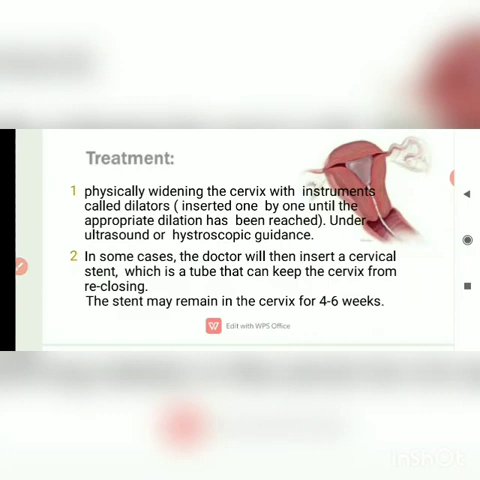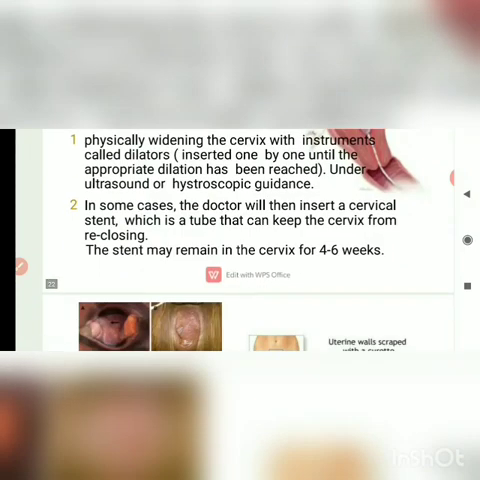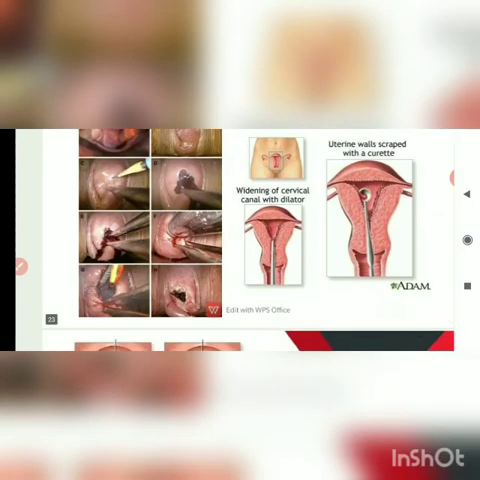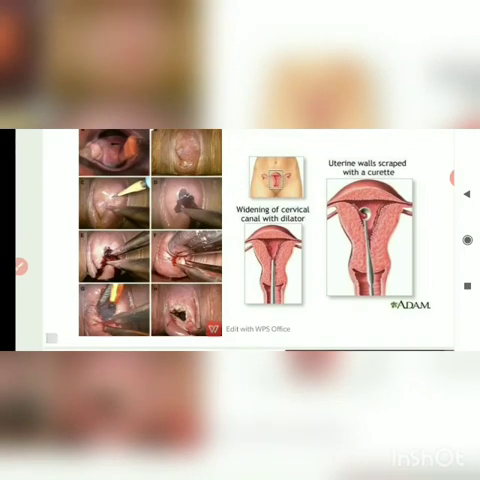So what is the treatment? Treatment is dilatation. Okay. So using dilators, we can dilate the cervix. And whenever cervical stenosis is there, we should always rule out any pre-malignant and malignant conditions. Okay. So we should always send a cervical biopsy sample for histopathology. Okay.